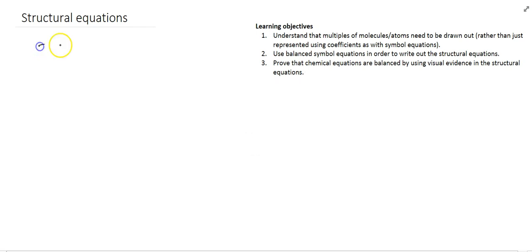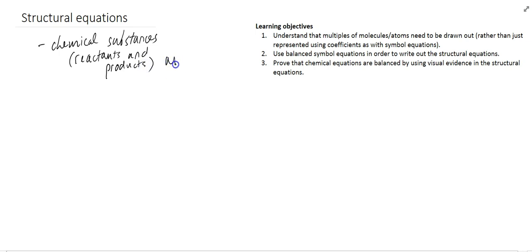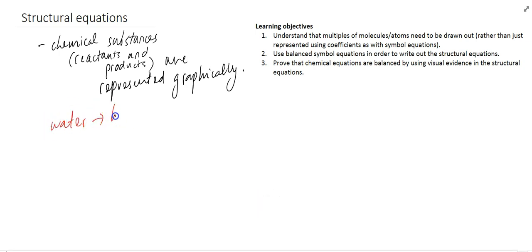Okay, so chemical substances, the reactants or the products, are represented graphically. So you draw them. That's what it means by graphically. So let's just use this water splitting into hydrogen and oxygen example.